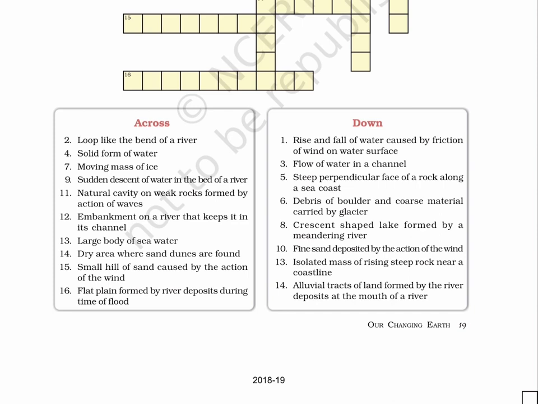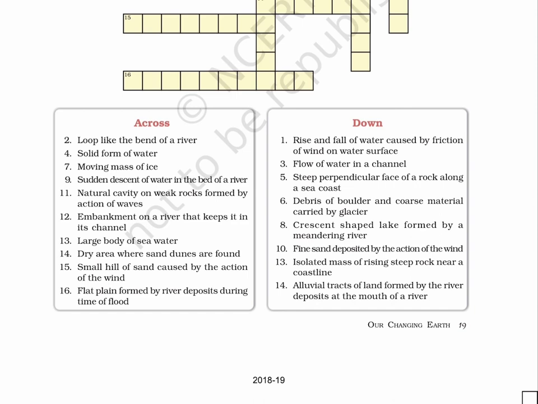The clues are: number 2, loop like the bend of a river. 4, solid form of water. 7, moving mass of ice. 9, sudden descent of water in the bed of a river. 11, natural cavity on weak rocks formed by action of waves. 12, embankment on a river that keeps it in its channel.